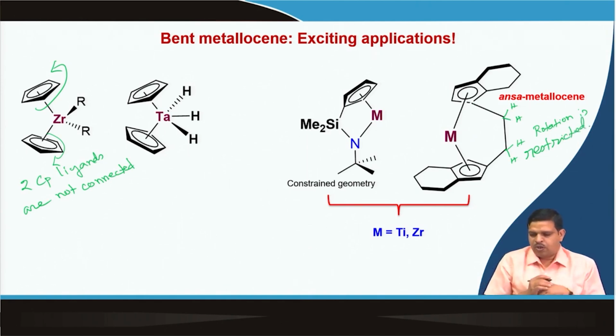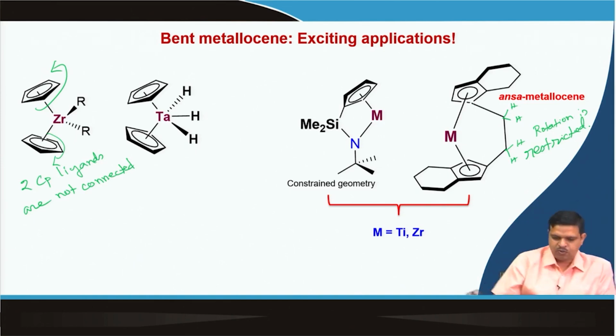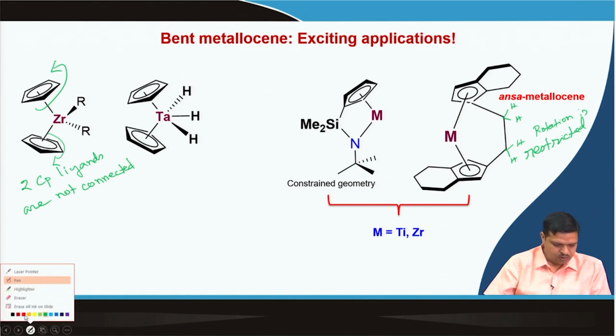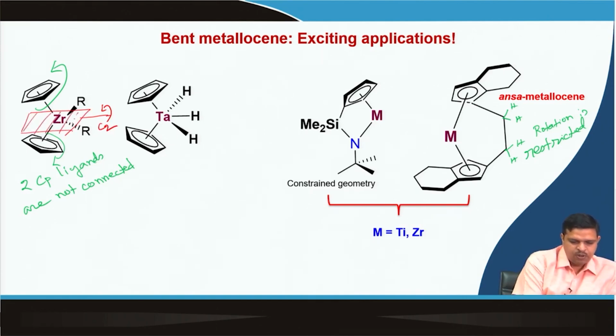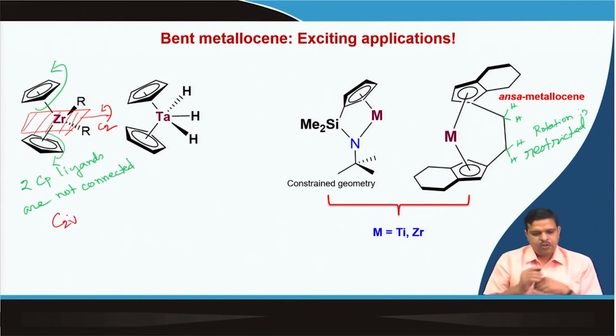Okay. So, now your symmetry will be different. Now, here you will see what the symmetry is. If you consider this line as C2, and this plane as sigma V, then the symmetry will be C2V.